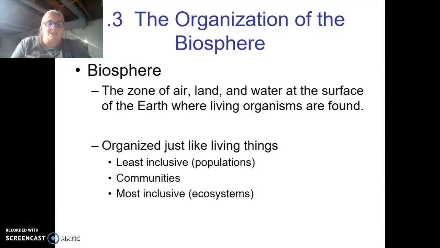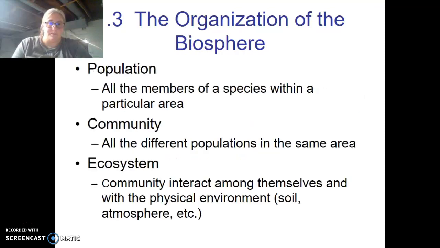And then the least inclusive are the populations. Each is a group of organisms that belong to the same species. So in my house, there are 4 humans, Homo sapiens. There are 3 dogs, 1 cat. And so that is the least inclusive.